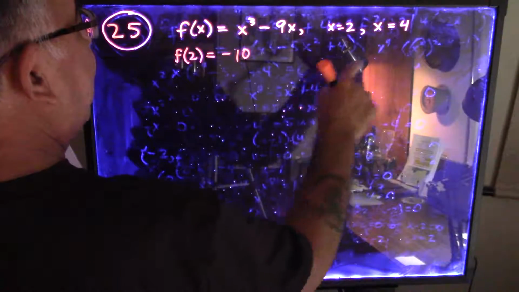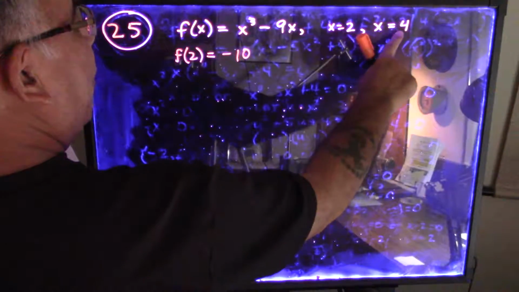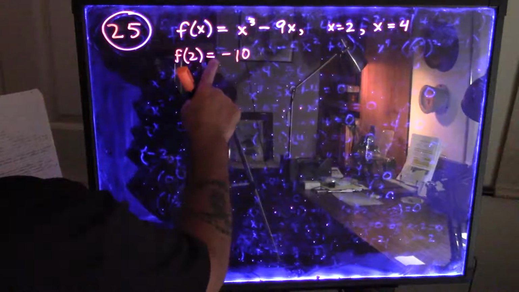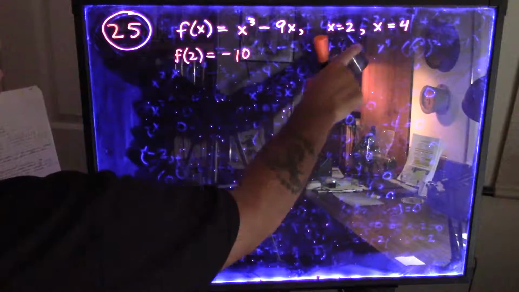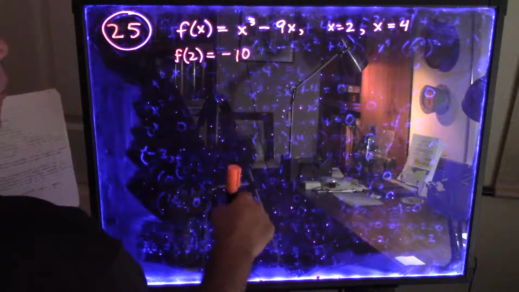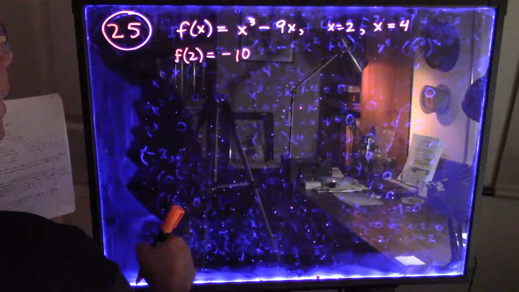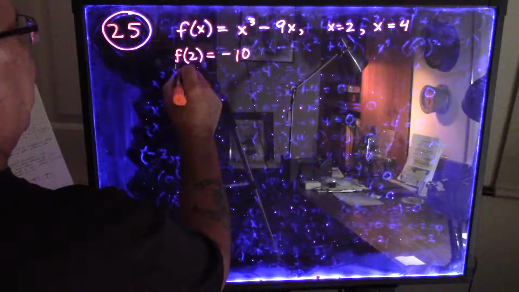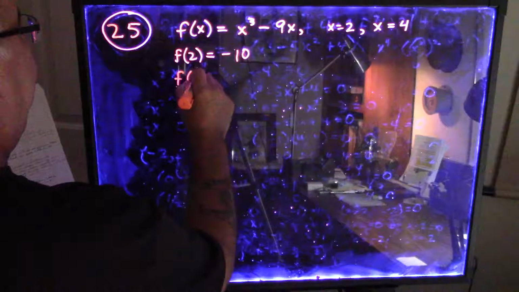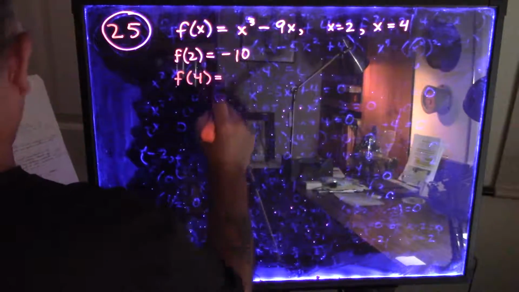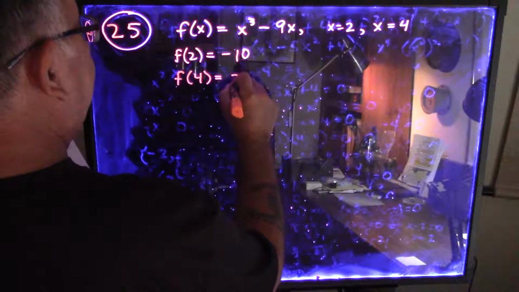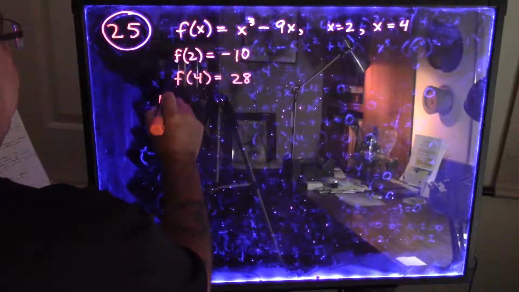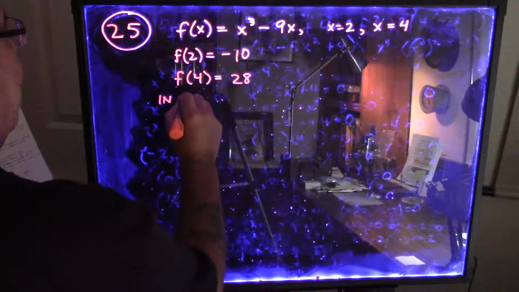Now I'm hoping f of 4 here is going to be positive. F of 2 is negative. F of 4 I'm hoping is positive. If it is, then we can use the IVT and do what they want us to do. So let's look at f of 4. That equals 28. And that's just what I was hoping.